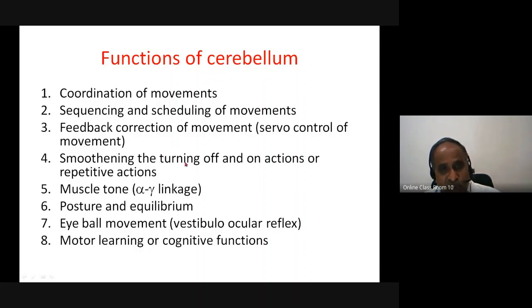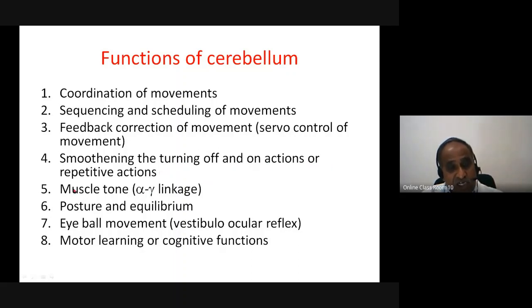Then it would smoothen the alternating actions, turning off and on. For example, I am doing pronation and supination. I am doing it perfectly, one after another, without any break. That means turning off and on, like that, the pronation supination. This type of alternating contraction is all smoothened, very nicely, and we do it so nicely. So this smoothing of the actions is performed by the cerebellum. That is turning the actions off and on repetitively.